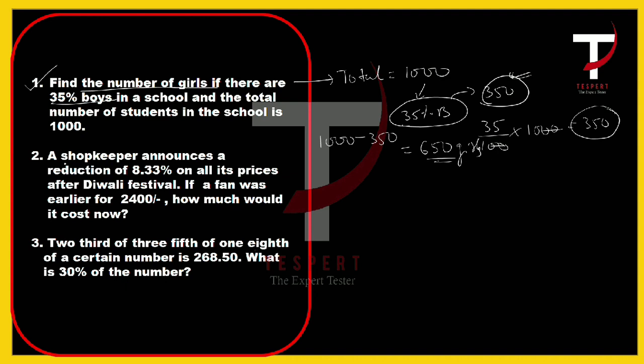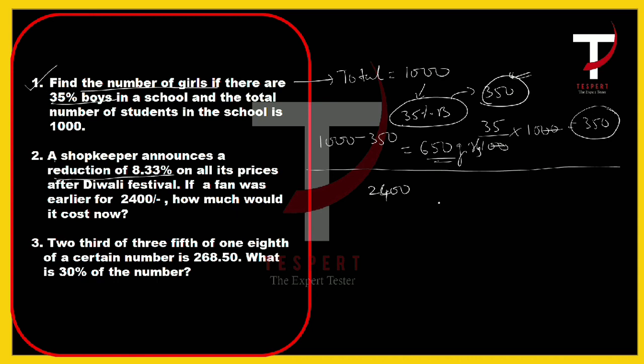Fine. So next question. A shopkeeper announces a reduction of 8.33% on all its prices after the Diwali festival. If a fan was earlier for 2400, how much would it cost now? Okay. So earlier the price of the fan was 2400, but now there is some discount, there is some reduction in price.